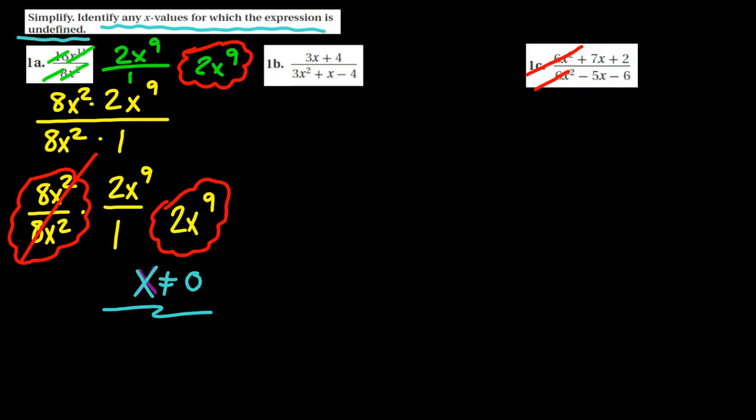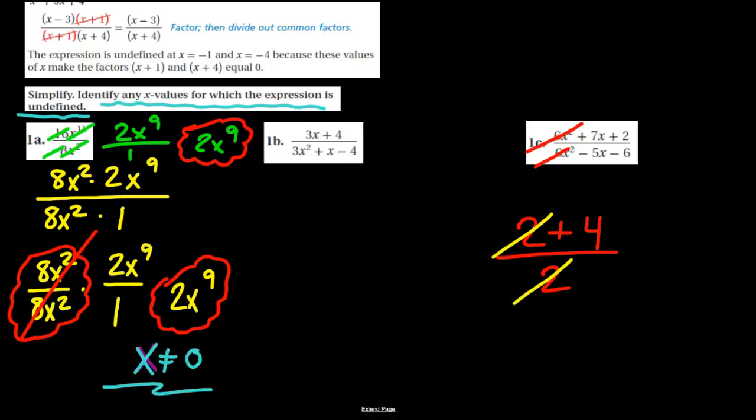That's why we had to rewrite this stuff over here in question 1 as the product of 8x squared times 2x to the ninth and so on. So you can't do that. Here's a simple example of why. What if you had 2 plus 4 over 2? What's the value of that? 3, right? You can't just go and cross off these 2's and say it's 4, can you? It's not 4, it should be 3.